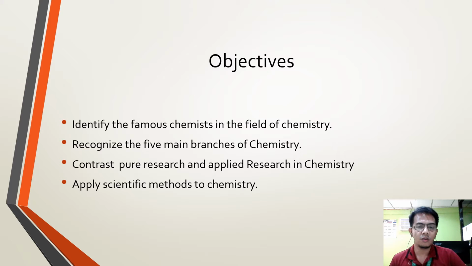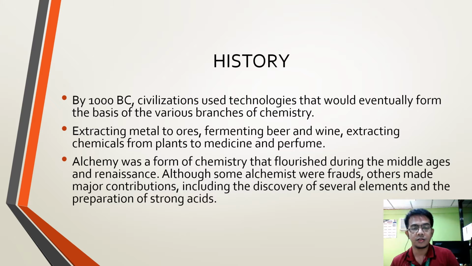So what are the goals or the objectives of this course? After the completion of the chapter, the students will be able to, number one, identify the famous chemists in the field of chemistry, recognize the five main branches of chemistry, contrast pure research and applied research in chemistry, and apply the scientific method to chemistry.